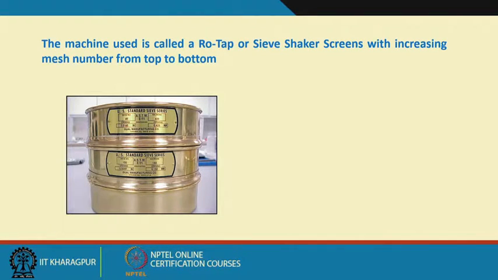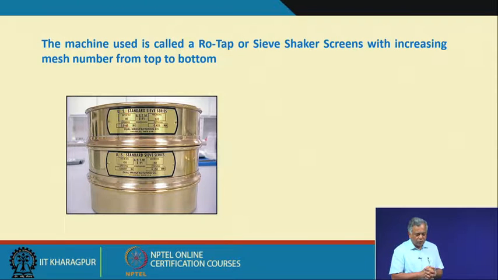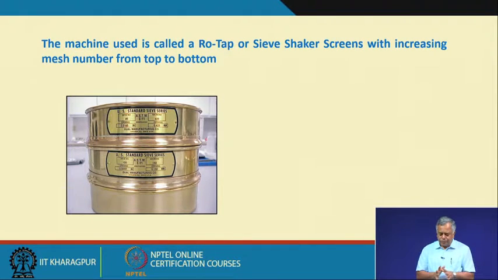So, the machine used is called a ro-tap or sieve shaker, as I mentioned, with increasing mesh number from top to bottom. Now, you may be wondering what this mesh is and all this, that I will explain to you.